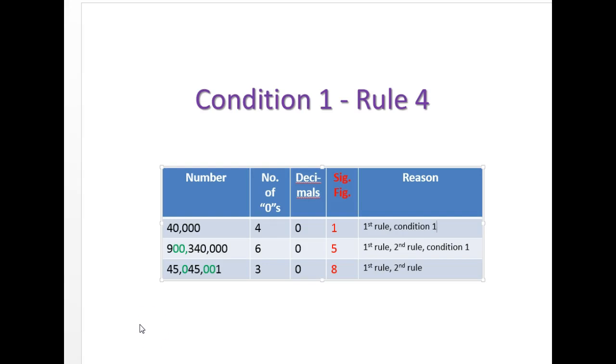And in the last one, again, this is significant, and these two are significant. There are 3 zeros. But in this particular one, since there's no decimal place, I guess condition 1 would sort of apply, but you don't even need condition 1 because this is being taken care of by rule number 1 and rule number 2. But I guess you can argue that condition number 1 also applies because of the lack of a decimal.